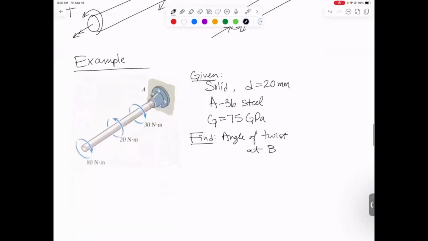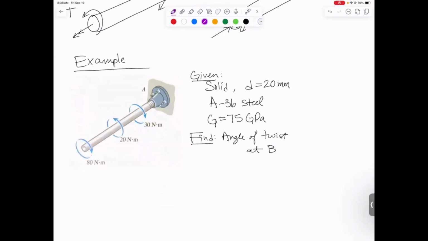We are given this shaft. It has 3 torques applied to it, and it is fixed to the wall at A. We are told it is solid with a diameter of 20 millimeters. We're given material properties. It's made of A36 steel, and just to save us some time, I looked that up. It is 75 gigapascals for the shear modulus, and we are supposed to find the angle of twist at point B.